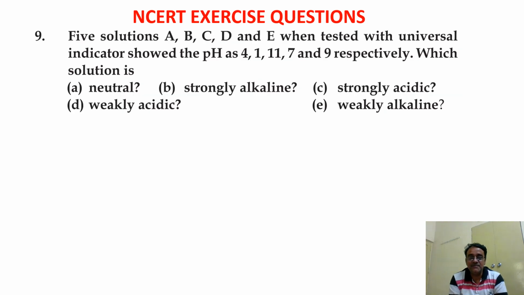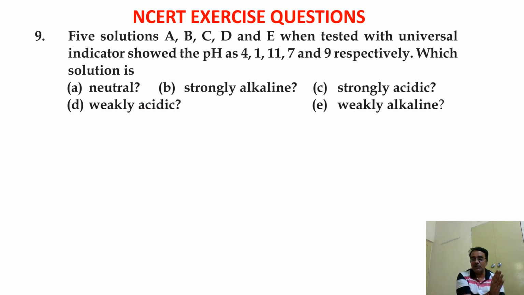Now the next question, five solutions A, B, C, D and E when tested with universal indicator showed the pH as 4, 1, 11, 7, 9 respectively. Which solution is neutral, strongly alkaline, strongly acidic, weakly alkaline? So the value of 7 is for neutral.